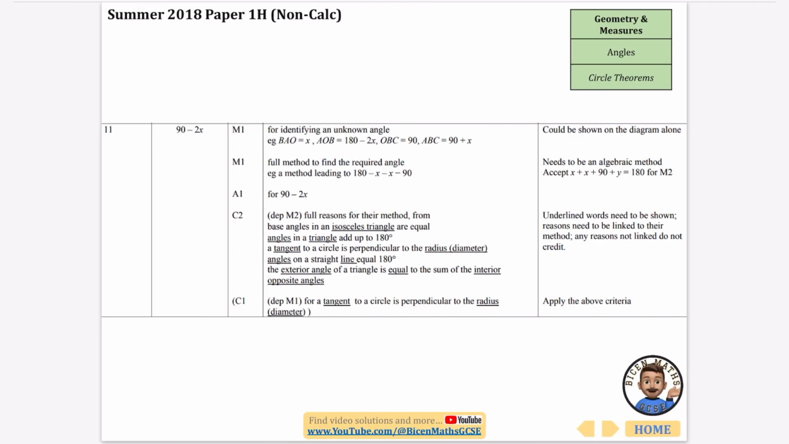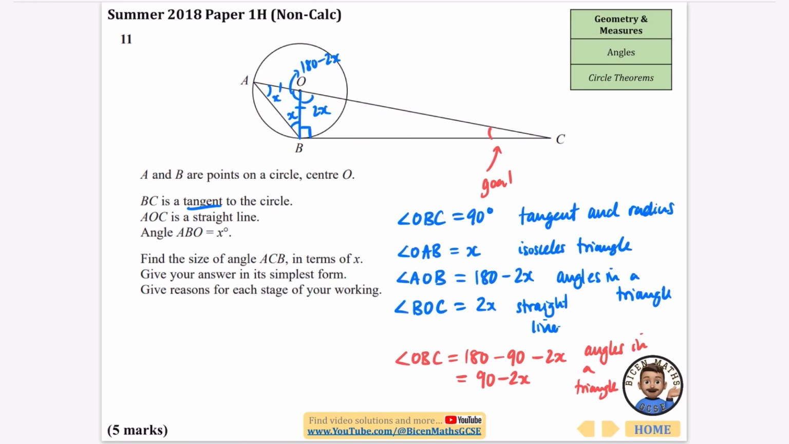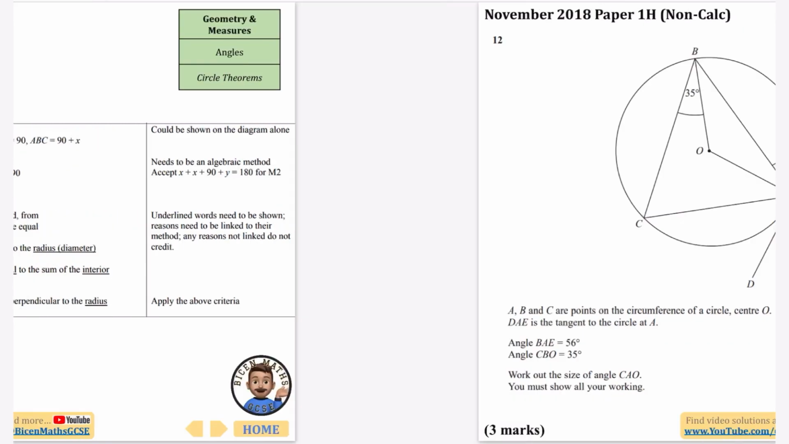Just note the ones that are underlined are the ones that have to be written down to be able to get the marks, okay? So I guess I should have said angles on a straight line, so I'm going to say that here: angles on a straight line. Okay, let's have a go at the next question.